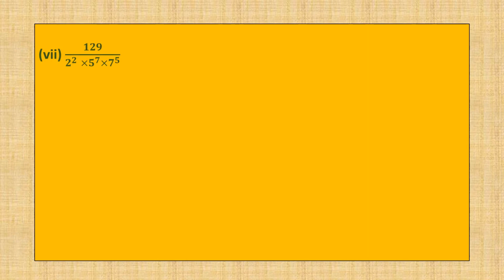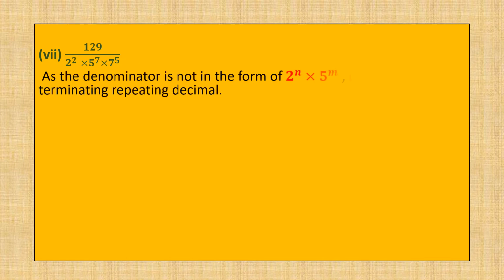129 by 2 square into 5 power 7 into 7 power 5. Here if you observe carefully, these two are friends, we know already. But here 7 power 5 is there. Here 129 will not go in 7 table. It is not a multiple. So there is another friend, but these two will not let him enter. So it is a non-terminating decimal. As the denominator is not in the form of 2 power n into 5 power m, it is a non-terminating decimal. So your next question is 9 by 15.